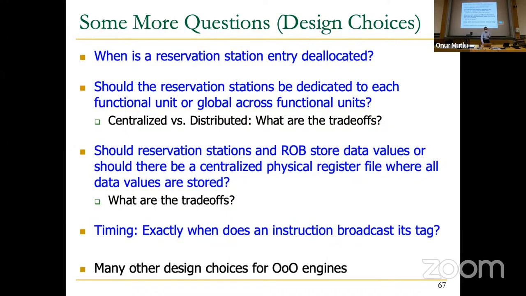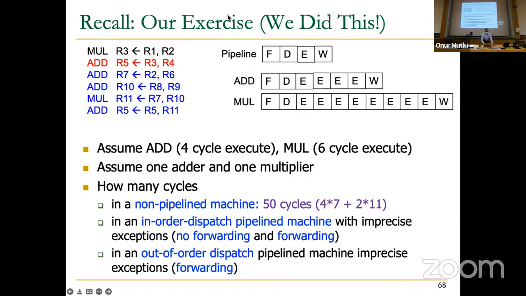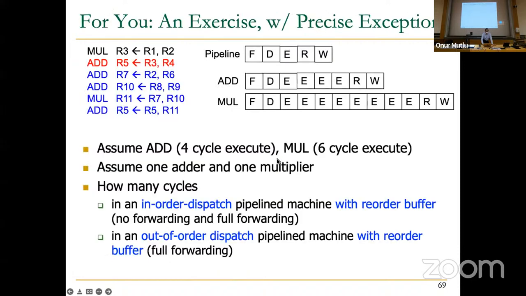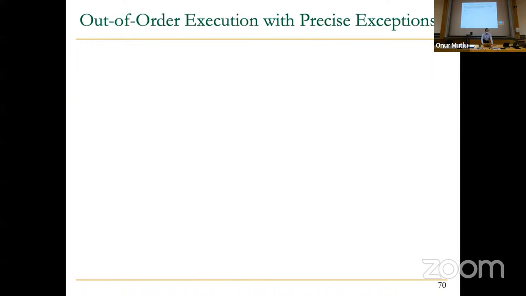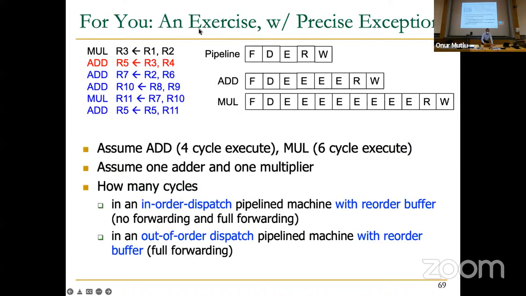And there are many other design choices for out-of-order engines as well. So basically, we did this example. I will leave the example with out-of-order execution for precise exceptions to you. Okay, so this is an example of precise exceptions, but I'm going to give you the concepts.